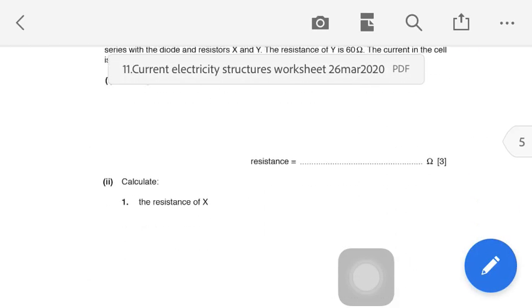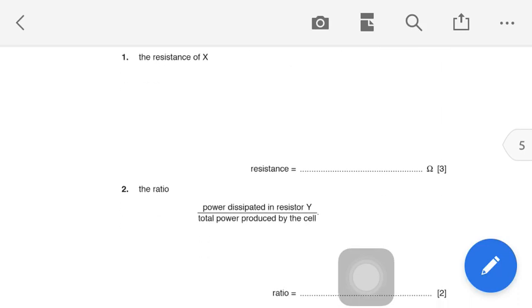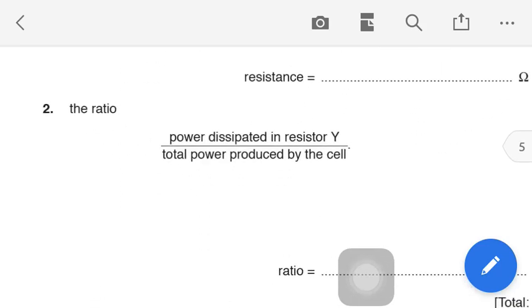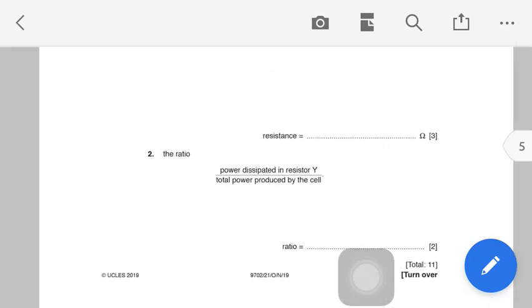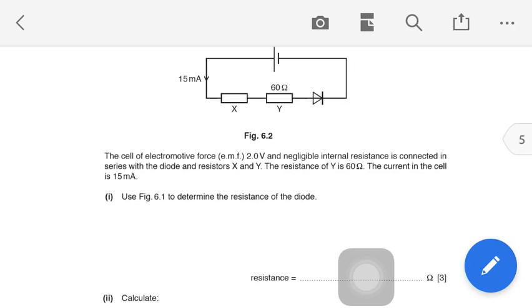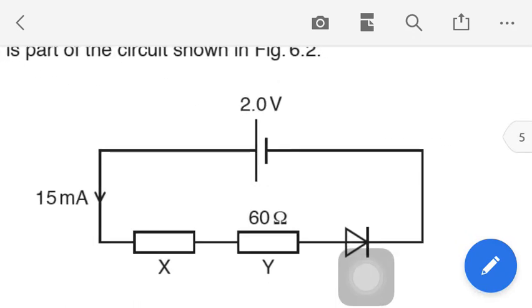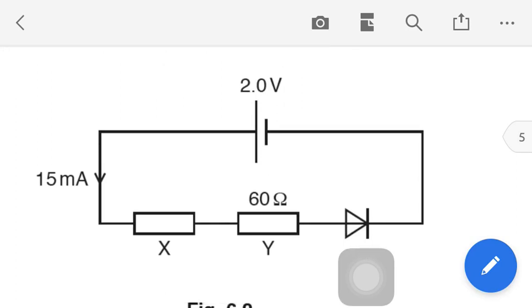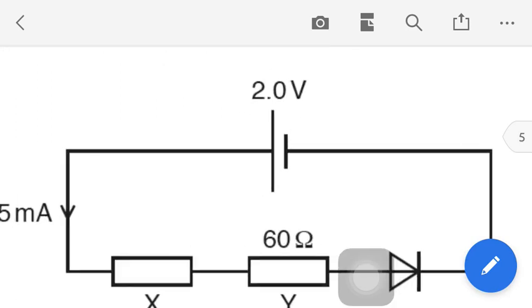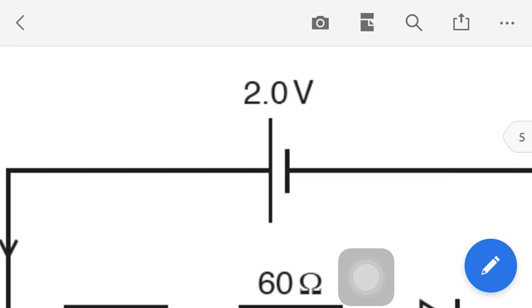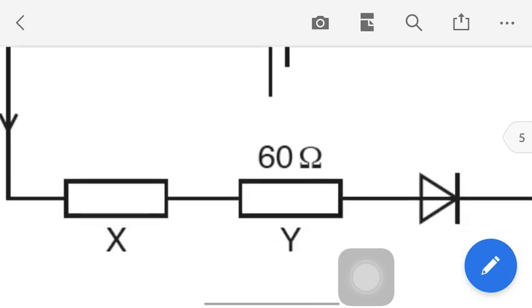Then the question goes on to ask you to find the ratio of the power dissipated in resistor Y and the total power produced by the cell. There are many equations to calculate the power: P = VI, P = I squared R, P = V squared by R. Now for the battery we don't know the resistance of the battery, so we can only use P = VI to find the power produced by the battery.